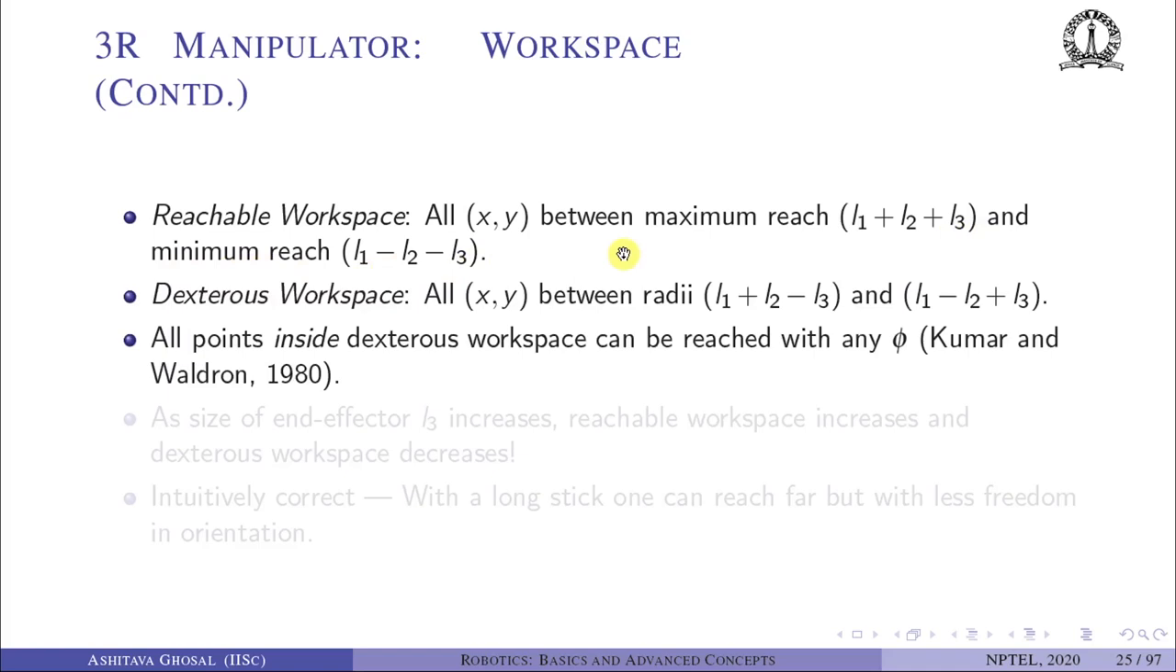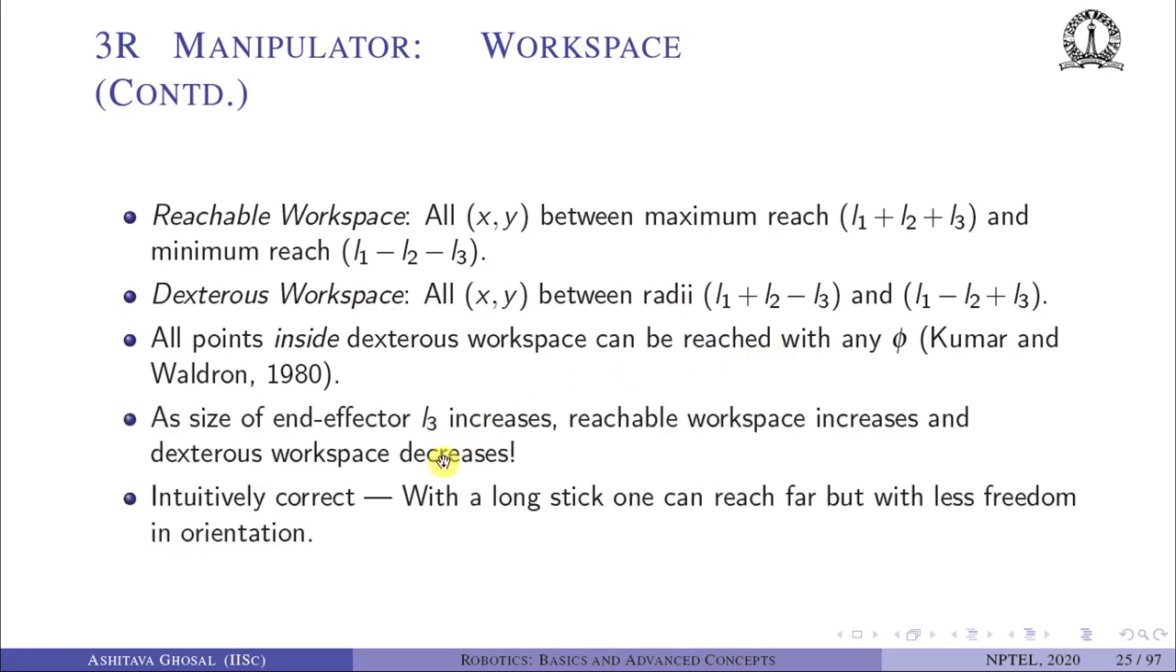We can also define something called a dexterous workspace. And this is all xy between the radius L1 + L2 − L3 and L1 − L2 + L3. Okay, so all points inside the dexterous workspace can be reached with any phi. So as the size L3 increases, what you can see is that the dexterous workspace will become smaller. Okay, the reachable workspace will increase because it is L1 + L2 + L3, whereas the dexterous workspace is L1 + L2 − L3.